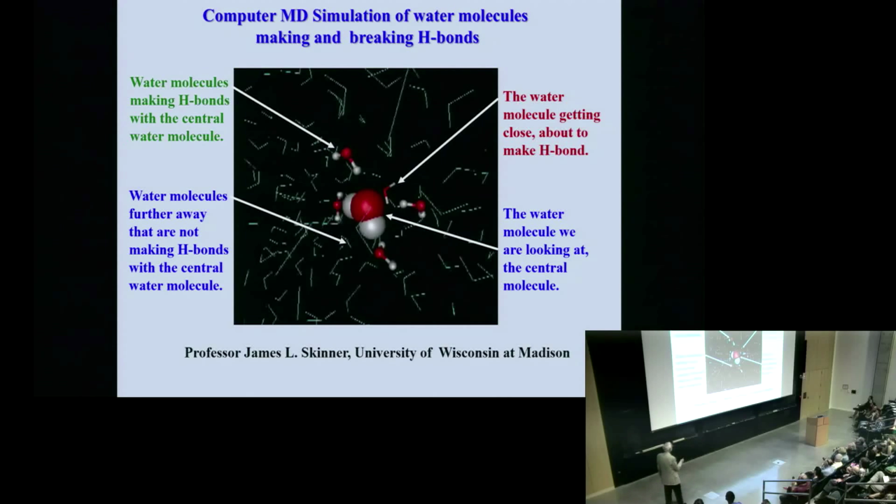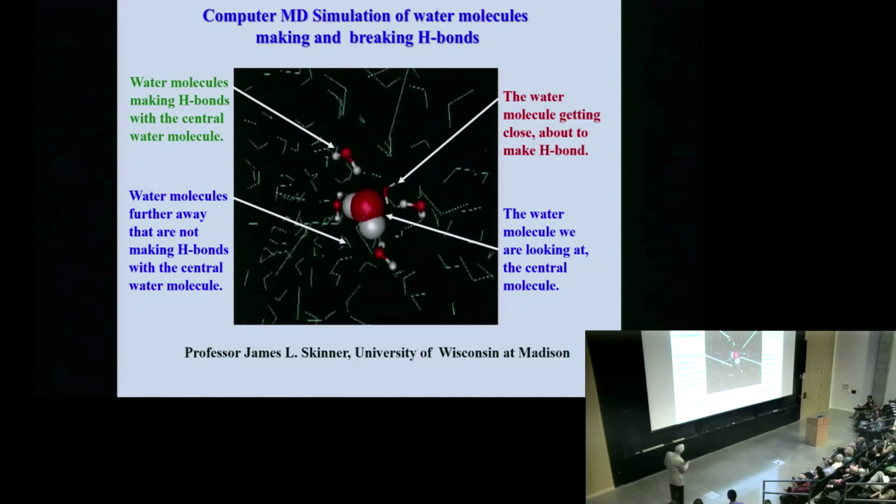Okay, so to do that, this is a space-filling model. All these water molecules are the same. But this is the central one we're sort of focusing on. If you have this type of water molecule, if it looks like this, it's hydrogen bonded to this central water molecule. This guy over here is a water molecule getting close, and soon it will hydrogen bond as one of these other ones go away.